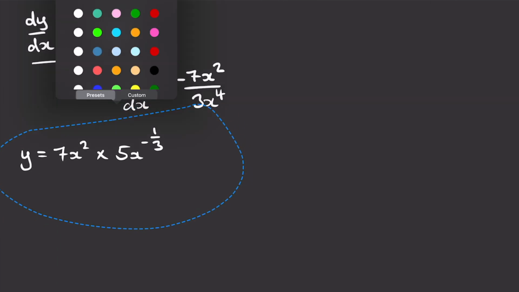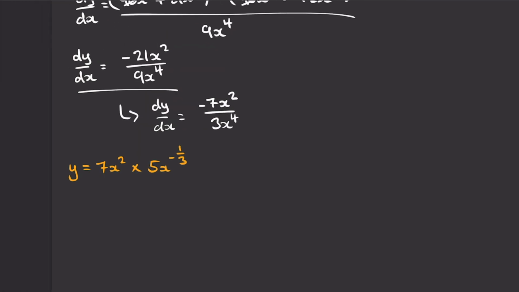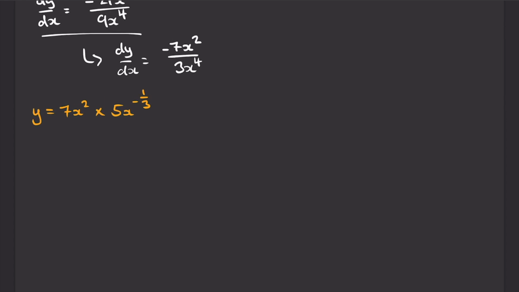We'll use a different color as well. We'll use orange, because why not? Okay, so this one's slightly more tricky, a little bit more confusing compared to the other one, just because it's not as obvious that you need to use quotient rule. But I can show you that you do need to use quotient rule in just a second.